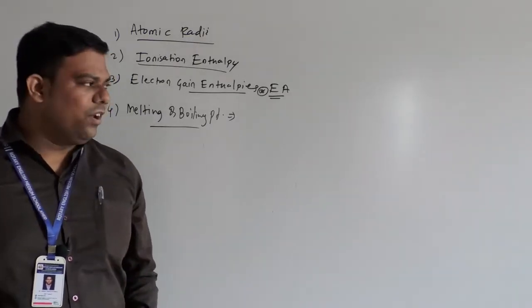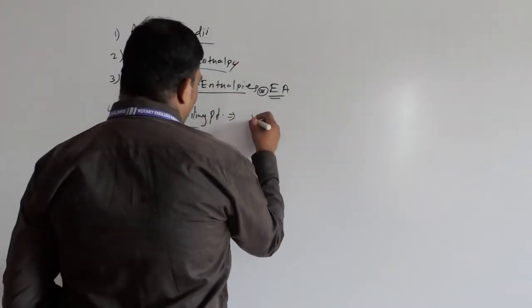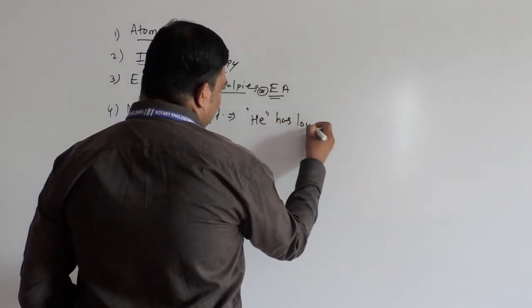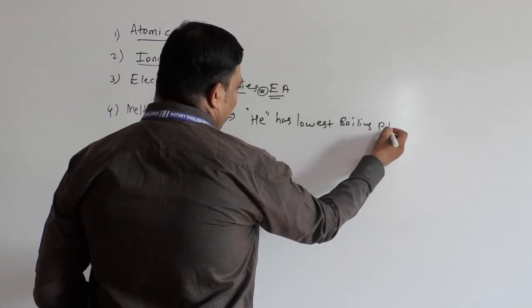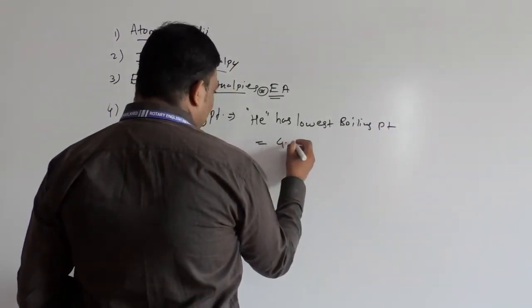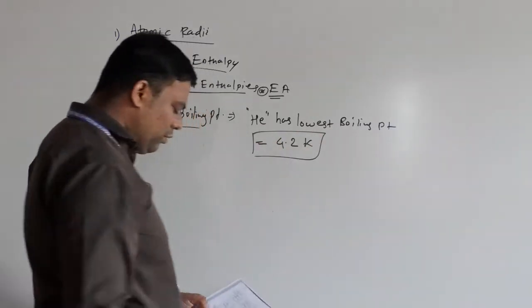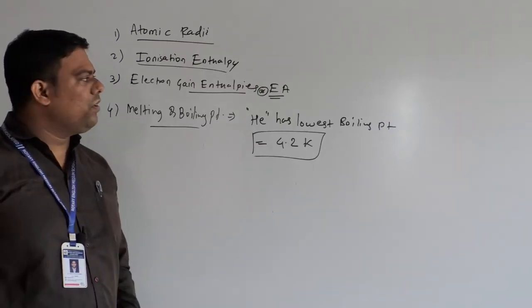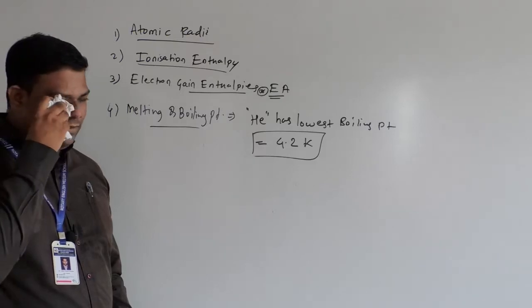In that we will mention that helium has the lowest boiling point. How much? 4.2 Kelvin. Okay. So these are about atomic radii and ionization enthalpy.